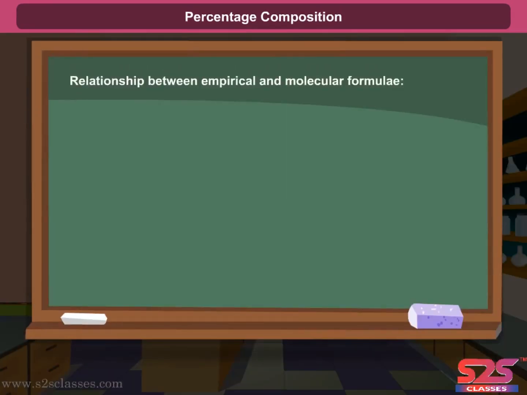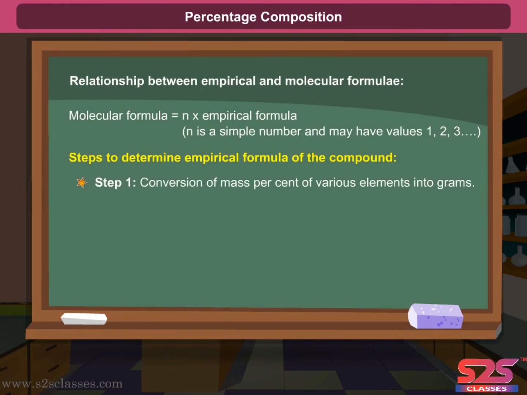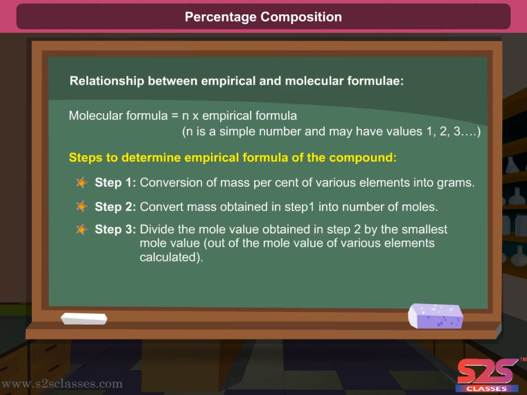The two formulas are related as molecular formula is equal to n multiplied by the empirical formula, where n is a simple number and may have values 1, 2, 3 and so on. By following these steps, one can easily determine the empirical formula of the given compound. Step 1. Conversion of mass percent of various elements into grams. Step 2. Convert mass obtained in step 1 into number of moles.